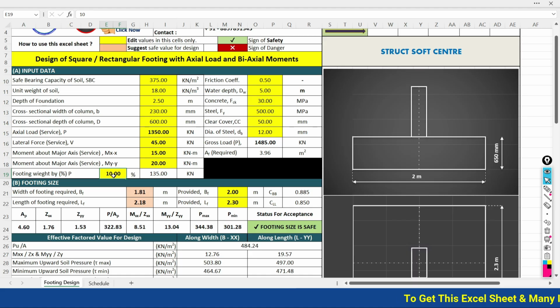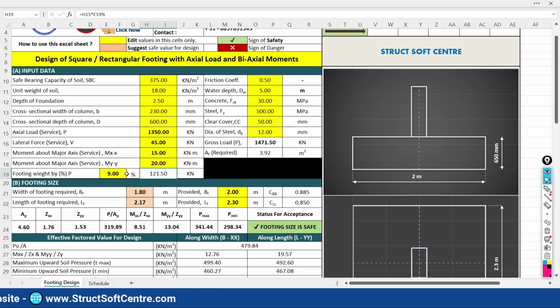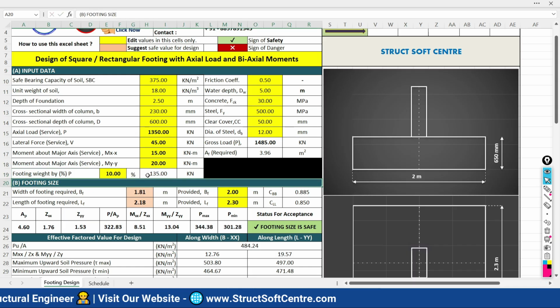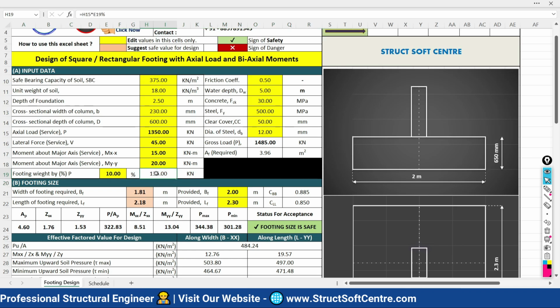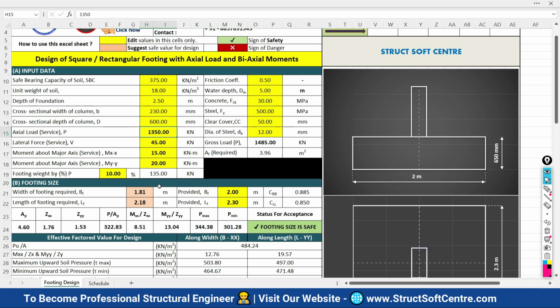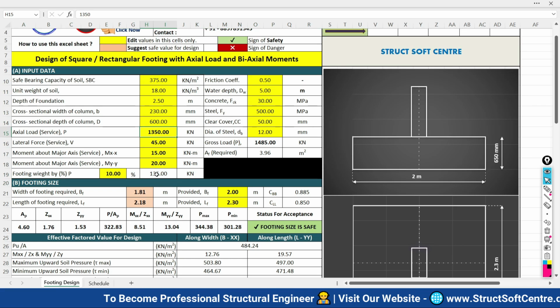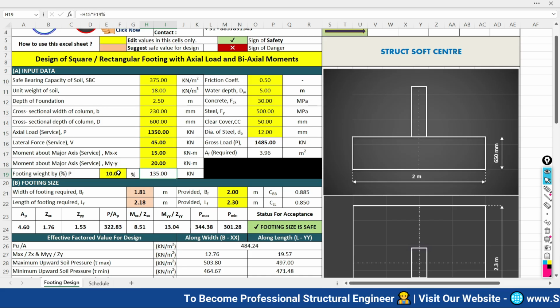If you would like to change it, suppose 5%, 7%, 8%, 9%, whatever you would like to do, you can define it here. Accordingly, the self weight of the footing is going to be considered. So I would like to consider 10% as the self weight of the footing, so I am going to define it here. It is 10% of your axial load, so 10% of axial load automatically becomes 135. So here we are getting gross load and area requirement.